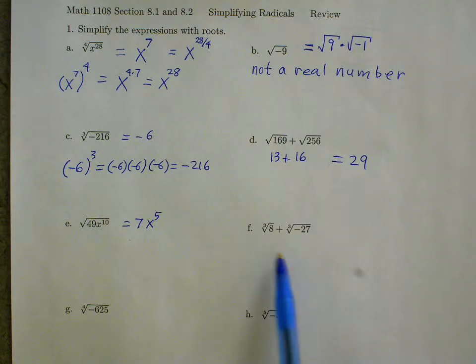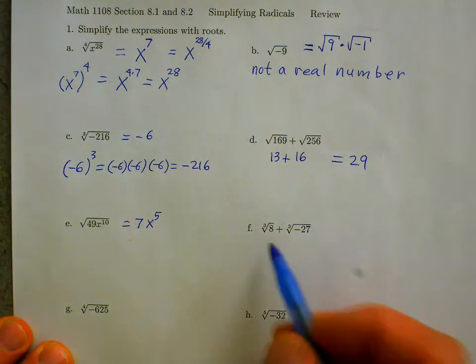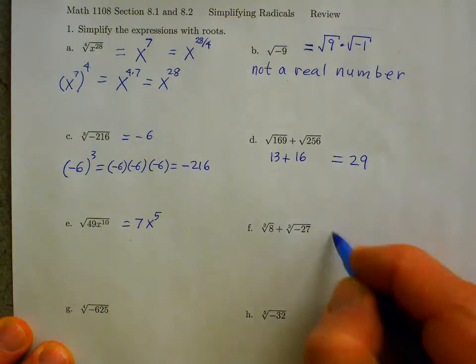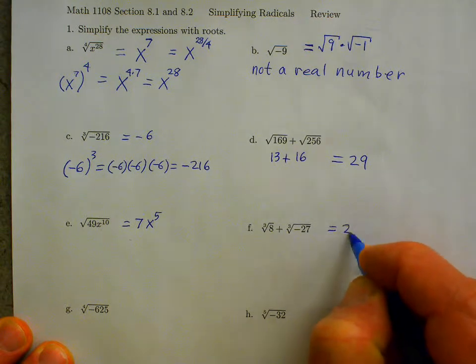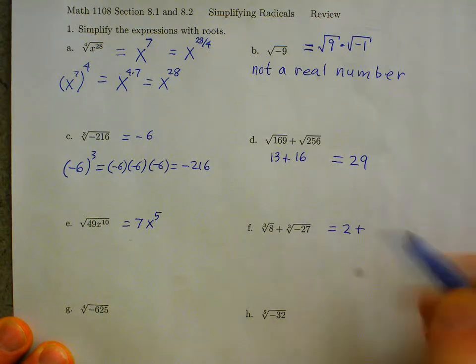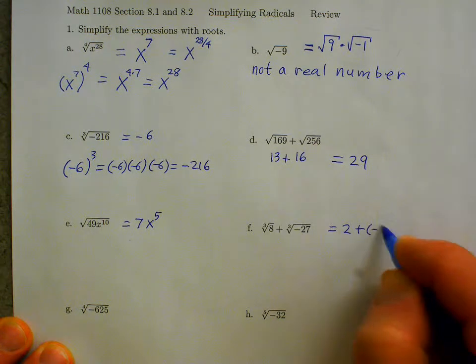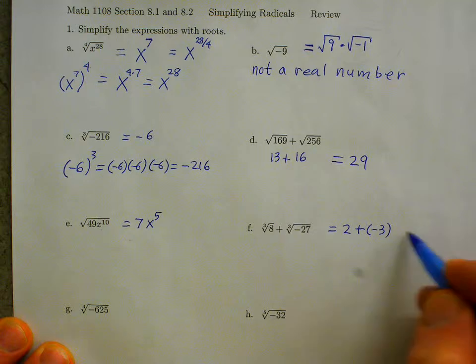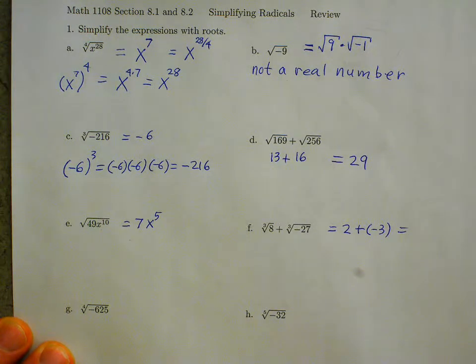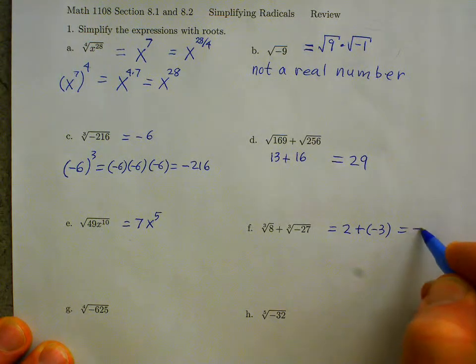Okay, the next one, part F, the cube root of 8 plus the cube root of negative 27. The cube root of 8 is 2. The cube root of negative 27 is negative 3. And then simplify 2 plus negative 3 to negative 1.